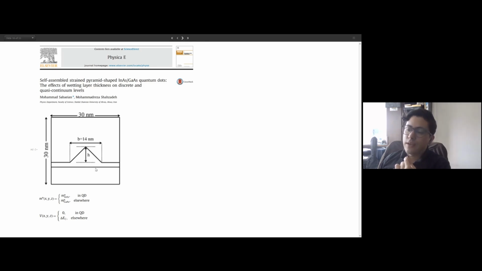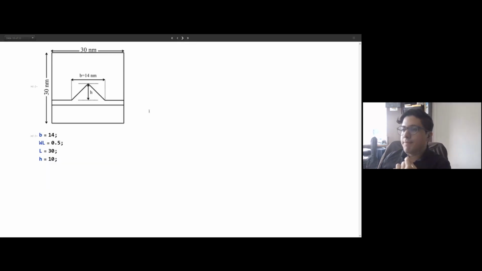And also, to model that, we need to apply what is called the effective mass approximation and the envelope function approximation. So basically that lets you solve this Schrödinger equation for the particles that are confined inside this quantum dot, but you need to change the mass, and the mass is different for different materials. So you have the effective mass of gallium arsenide, that would be the outside region. You have the effective mass of indium arsenide, that will be inside the quantum dot.